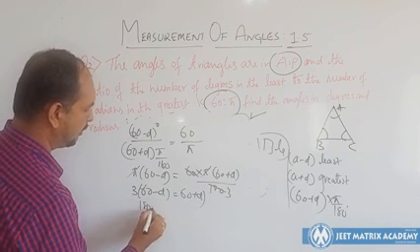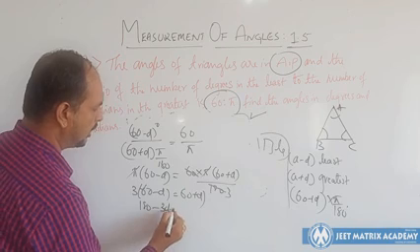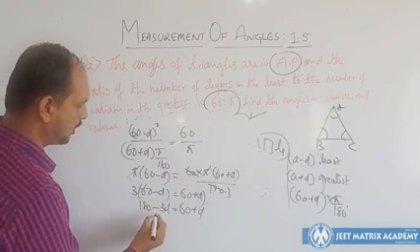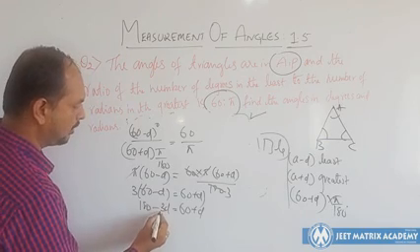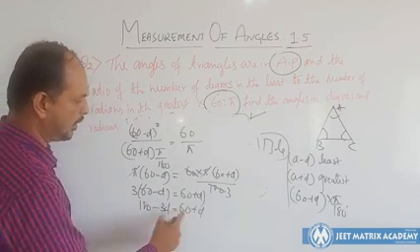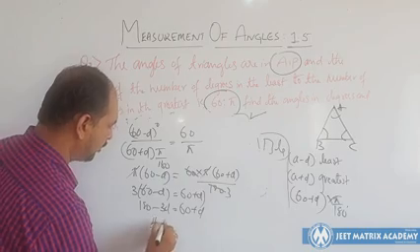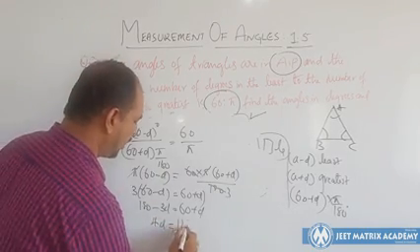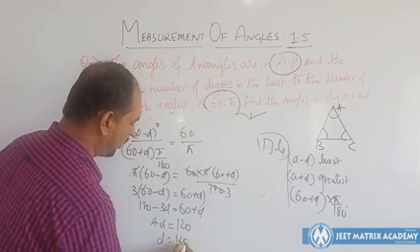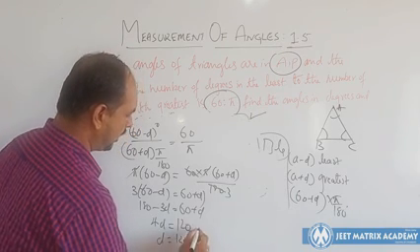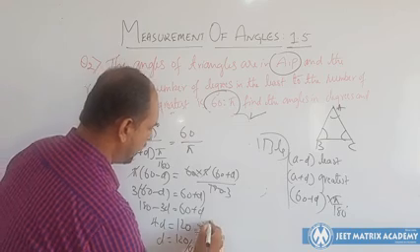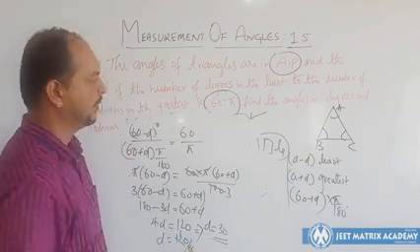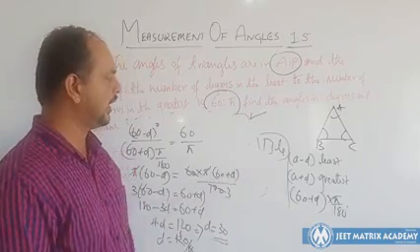180 minus 3D equals 60 plus D. Take 60 to this side and 3D to that side, so it will be 4D. 4D equals 180 minus 60, that is 120. So D equals 120 by 4, that is D equals 30.